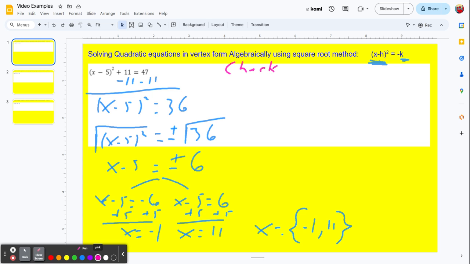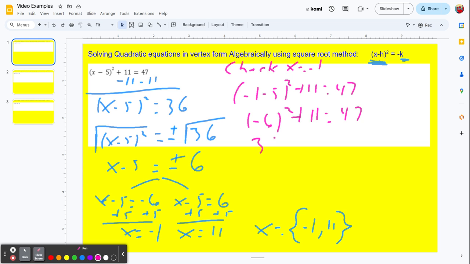So let's check x equals negative 1. We're going to go negative 1 minus 5 squared plus 11 has to equal 47. So we get negative 6 squared plus 11 has to equal 47. So this is 36 plus 11 equals 47. Bingo. 47 equals 47. Check.